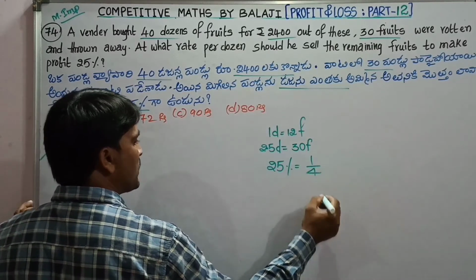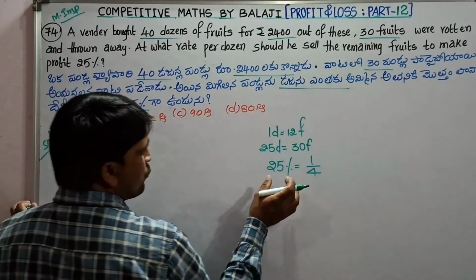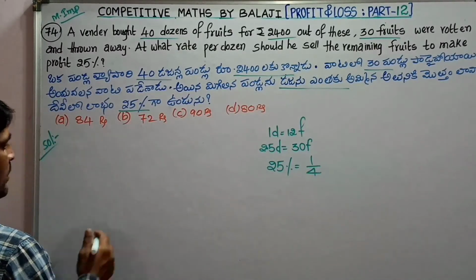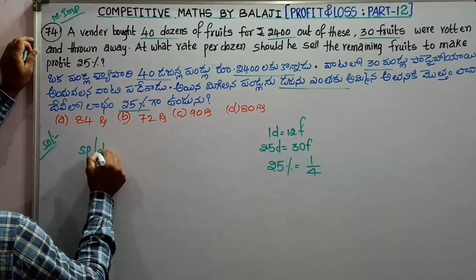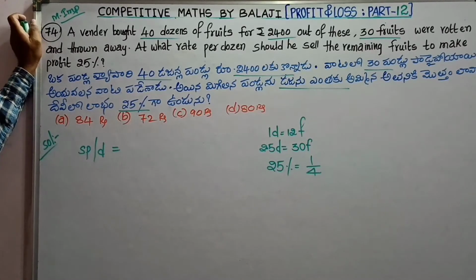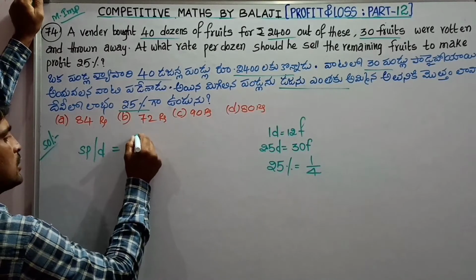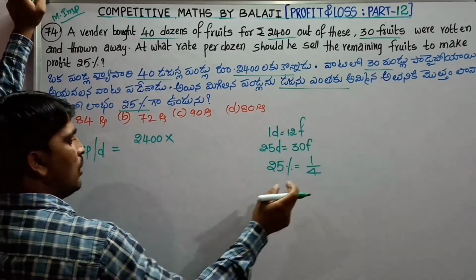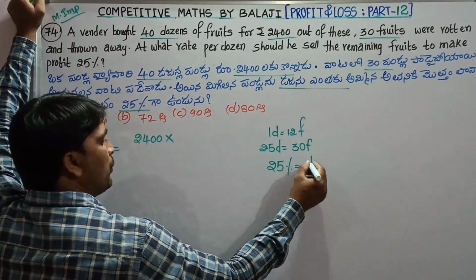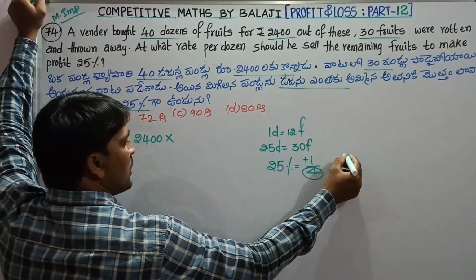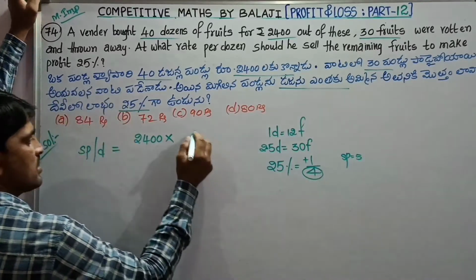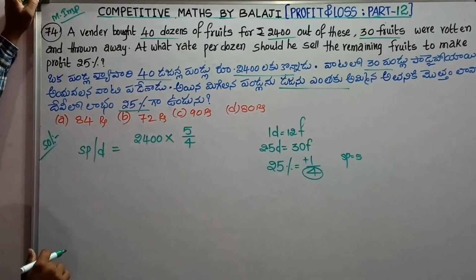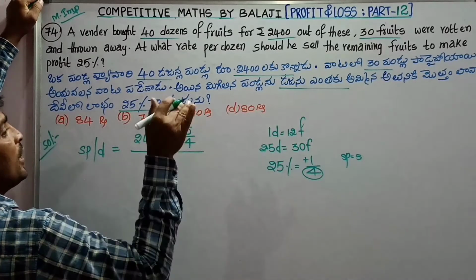The fraction value of 25% is 1 by 4. And this 25% must be obtained on selling the remaining fruits. The selling price per dozen of the remaining fruits: the cost price is 2400. Now, if the cost price is 4 units, then profit is 1 unit, so the selling price must be 5 units. Selling price becomes 5 by 4 times the cost price 2400 over the remaining fruits.